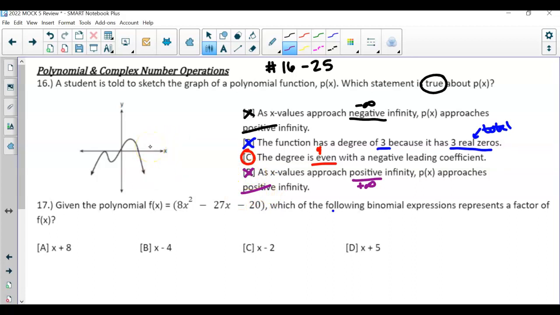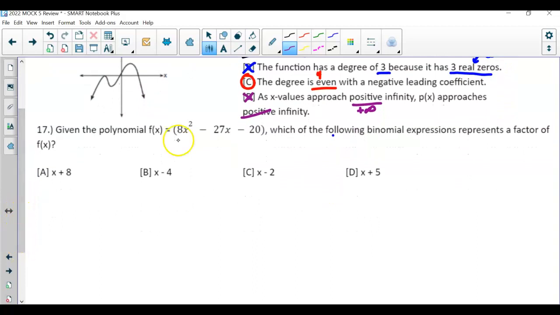Now question 17, this is asking, given the polynomial here, which of the following expressions represents a factor? Well, if you recall, when we're talking about a factor, when you divide by a factor, the remainder has to be what? 0. So this means we need to divide to see which is going to give you a remainder of 0. Notice how in all of them, x is by itself, so I can just do synthetic division.